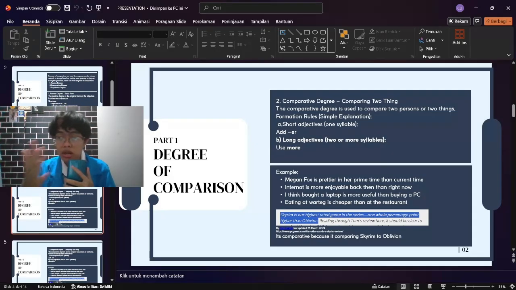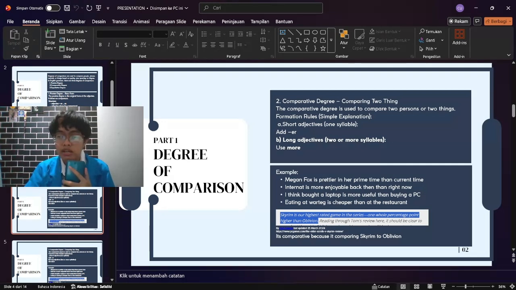So for example, Megan Fox is prettier in her prime time than the current time. The internet is more enjoyable back then than right now. Buying a laptop is more useful than buying a PC. Eating at work is cheaper than at the restaurant. So we use er for one syllable words, and we use more for two or more syllables. So it's kind of easy actually.